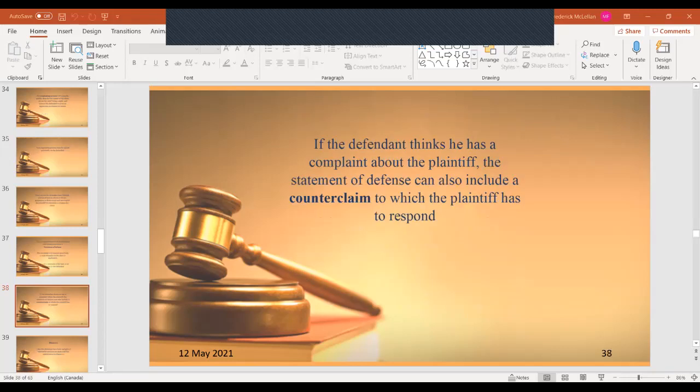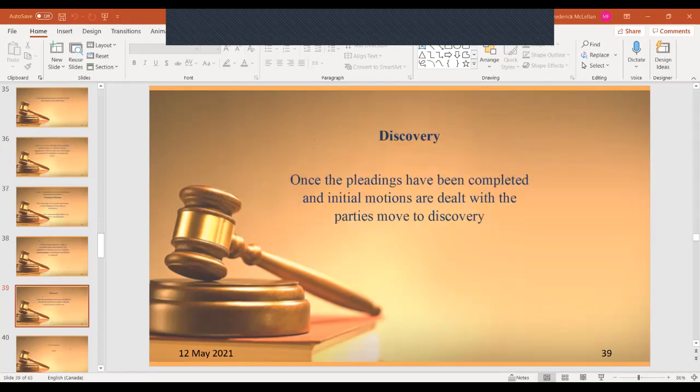If the defendant thinks that he or she has a complaint against the plaintiff, as in they're sued and they go, hell no, I should be suing them, right? Then what they do is they file what's called a counterclaim, which basically is, not only do I dispute that you're suing me, I think that you owe me money and I'm going to sue you. And that's the counterclaim. So now you have a statement of claim, a statement of defense, and a counterclaim. Okay. Those are called the pleadings, right?